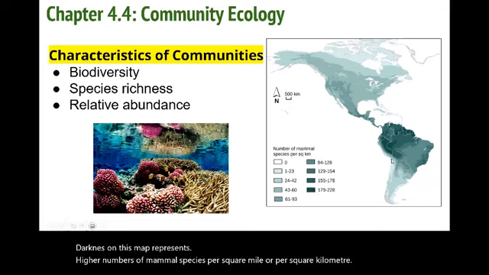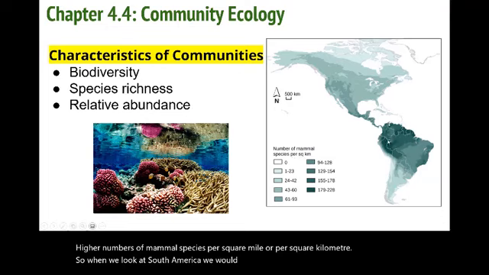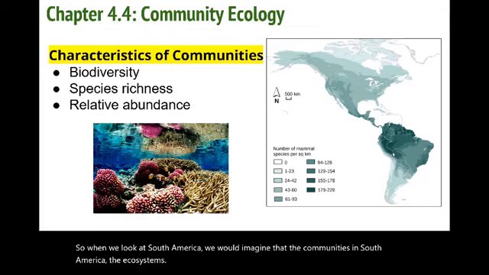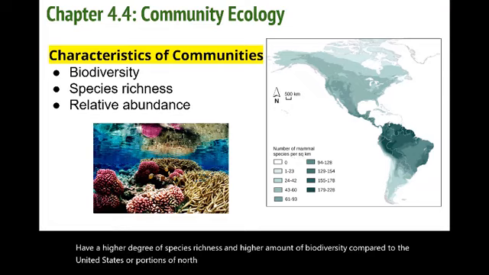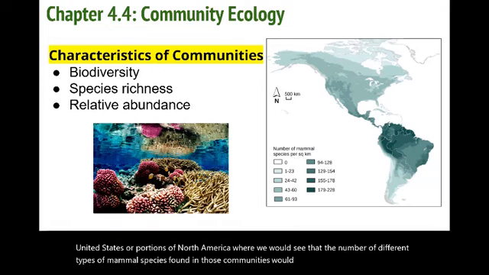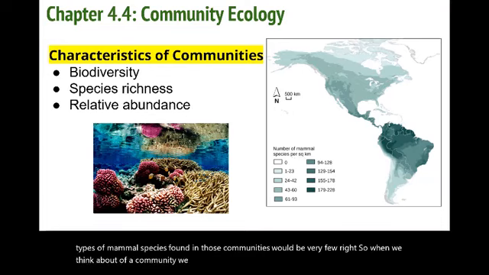So when we look at South America, we would imagine that the communities in South America, the ecosystems, have a higher degree of species richness and a higher amount of biodiversity compared to the United States or portions of North America, where we would see that the number of different types of mammal species found in those communities would be very few. Right? So when we think about a community, we can characterize it based on how many different types of species it has, how much species richness it contains.